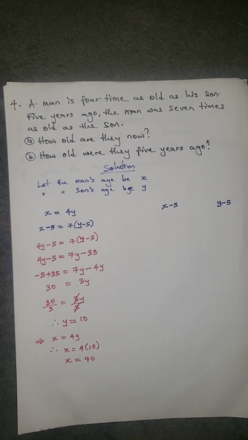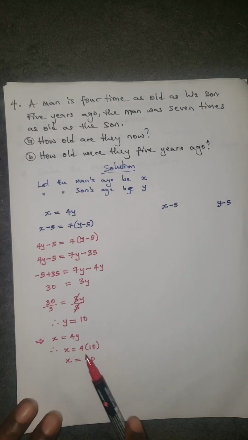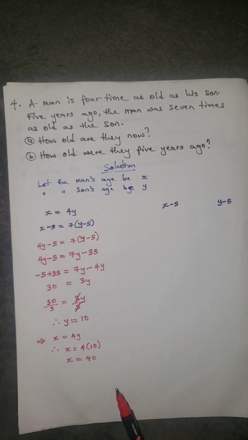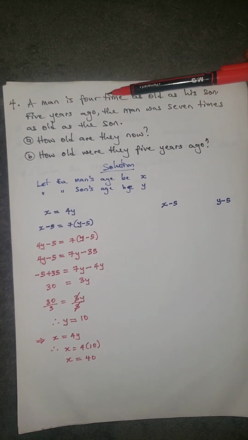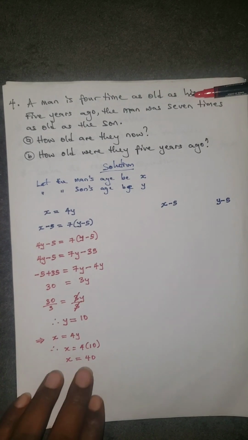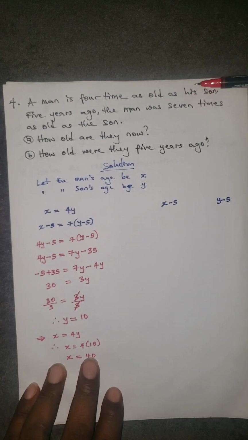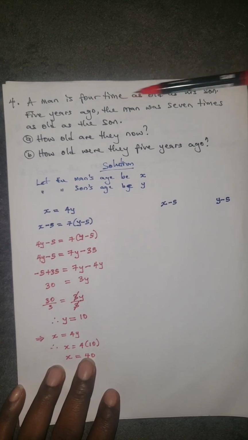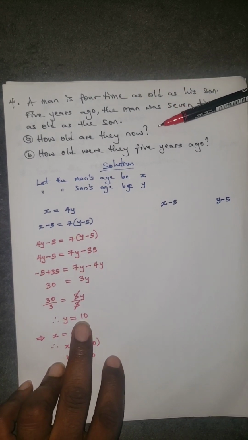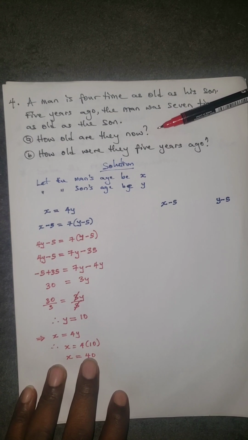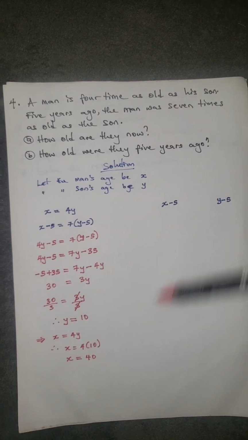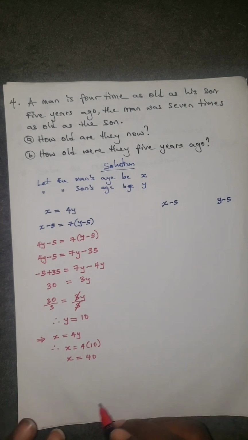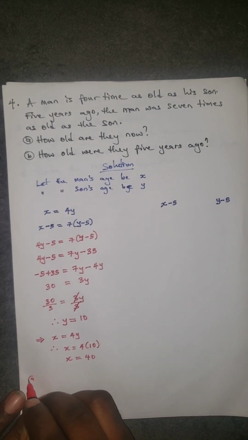Now, before we conclude our answer, we have to first of all check if this result suits the question that we have. Now, they say that a man's age is 4 times as old as the son. So 4 times 10 will give us 40. So that's correct. 5 years ago, the son's age is 5, while the man's age is 35. And you know that 7 times 5 will give you 35. So with that, we can now answer our question.